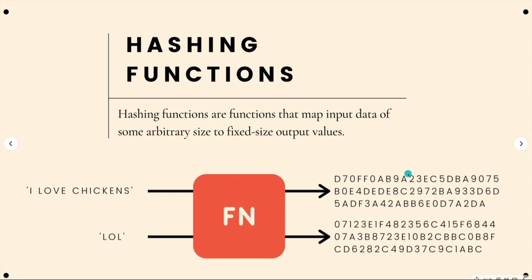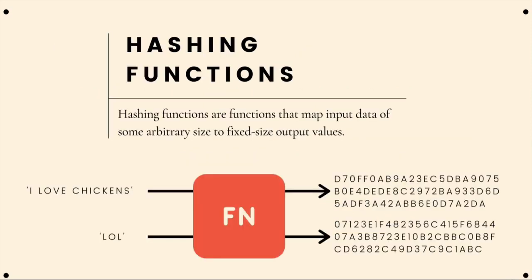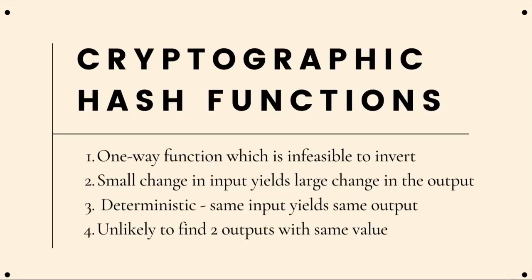They shouldn't be connected. And then also, it should be unlikely to find 2 outputs with the same value. We want to avoid collisions whenever possible. So mathematically, with these hashing functions, it is possible to have collisions, of course, but the probabilities are so low that we really don't need to worry about it. Anyway, those are the basic rules of cryptographic hash functions.